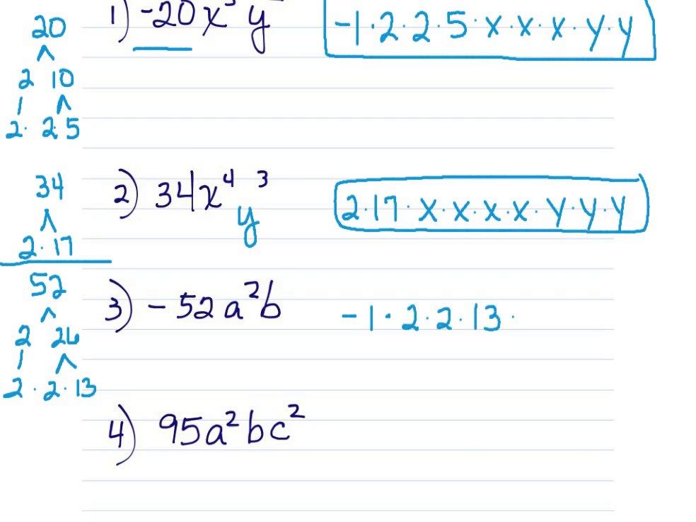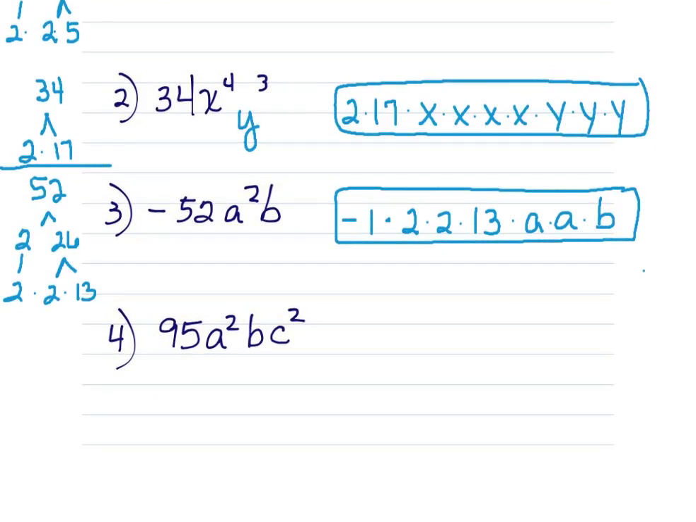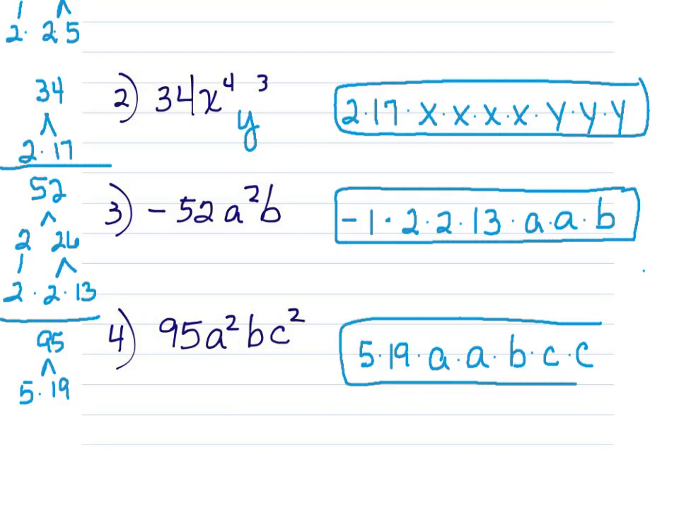To factor our variables, I just list and expand the factors. A squared is a times a, and b is plain b. And there is negative 52 a squared b in factored form. Number 4, go ahead and work out on your own. Hit pause on the video and then check your answer. Okay, your answer is 5 times 19 times a times b times c times c.